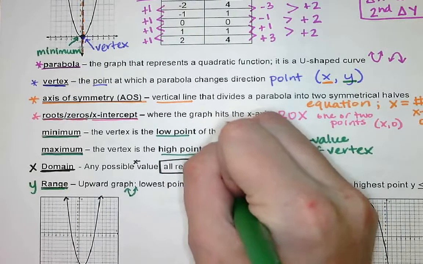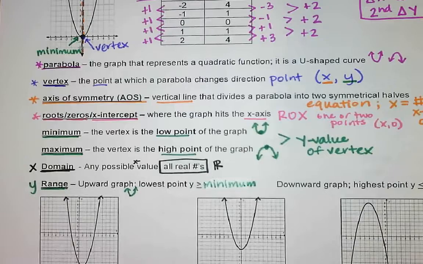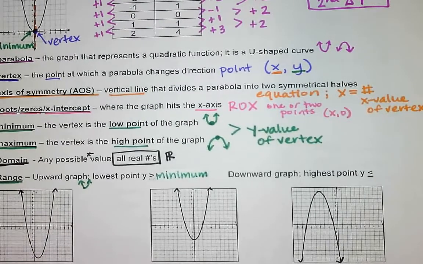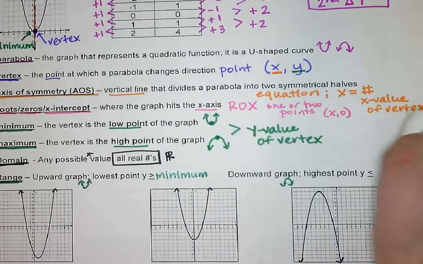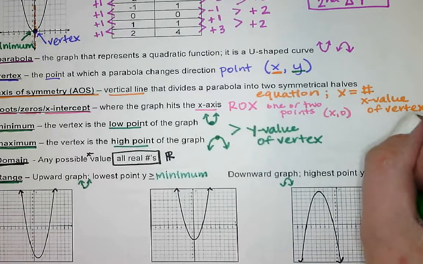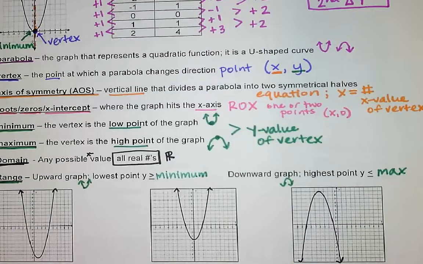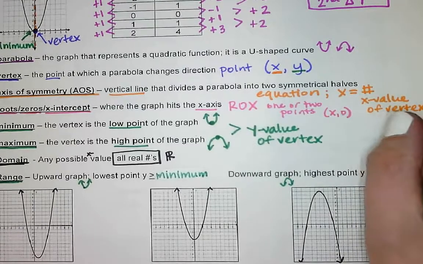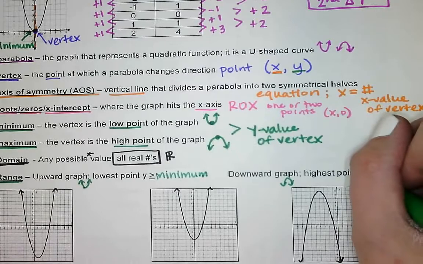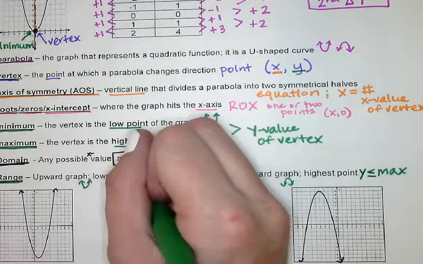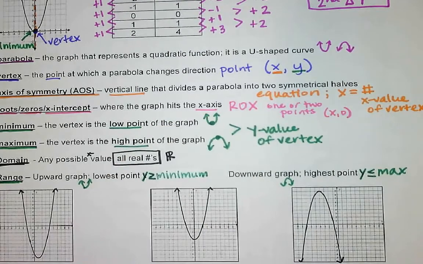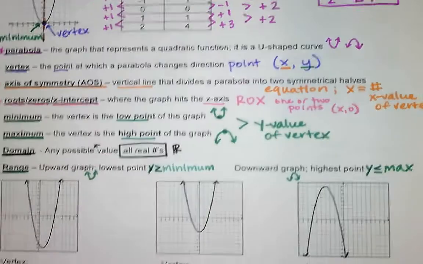Minimum, right? If you have a downward graph that goes like this, then it's your highest point. So y is less than your maximum. Do y'all feel good about that? So if you have a downward opening graph, its y is less than your max. If you have an upward facing graph, its y is greater than your minimum. So we're going to identify these fun things about these three graphs right here.